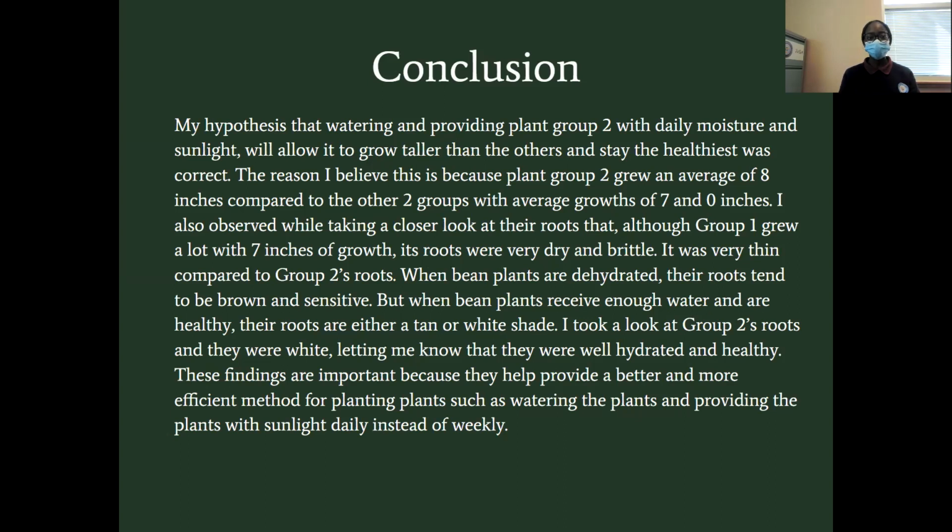I also observed while taking a closer look at the roots that although group 1 grew a lot with 7 inches of growth, its roots were very dry and brittle. It was very thin compared to group 2's roots. When bean plants are dehydrated, the roots tend to be very brown and sensitive. But when bean plants receive enough water, and are healthy, the roots are either tan or white shade. I took a look at Group 2's roots, and they were white, letting me know that they were well hydrated and healthy.